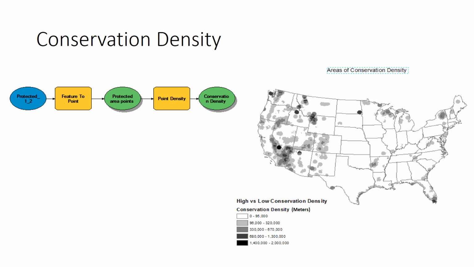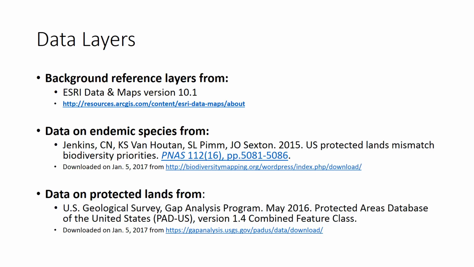This is a map that shows us conservation density. So as you can see from that previous map, a lot of the conservation is currently being done in the western United States, and those darker colors is where there's going to be a high conservation density. These are the data layers I used during my research.